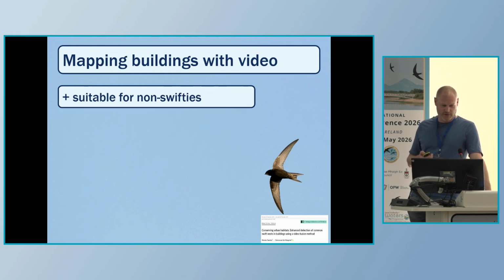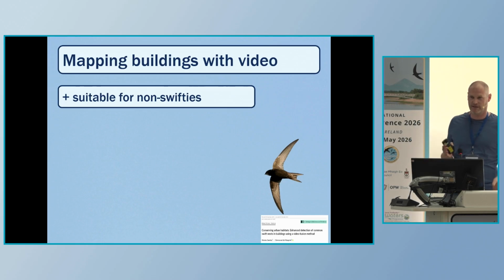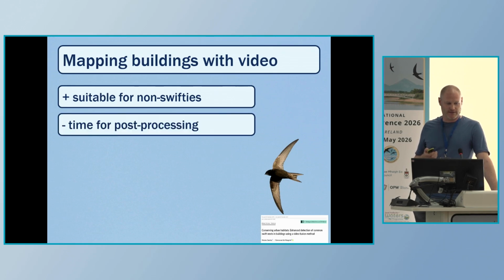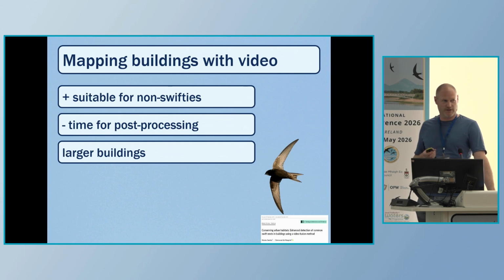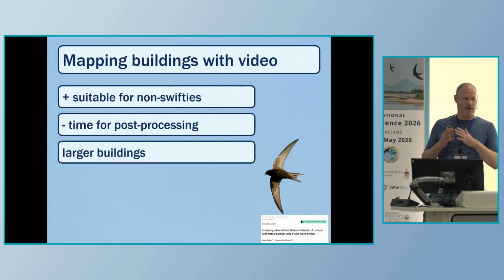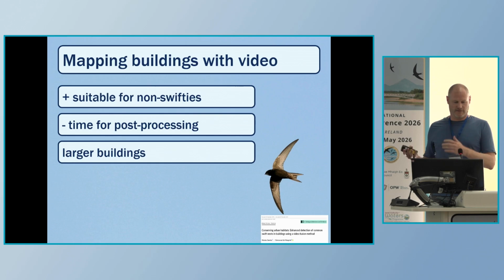This method is also suitable for non-swifties, so you just need to be able to handle a camera. You don't need to know anything about swifts. But the disadvantage is that you need time for post-processing. So for that reason, this method is only suitable, in my opinion, for larger buildings, because one person can handle just a part of a building, but one person can handle several cameras at one time. So one person can map a larger building in one evening, and this is, for me, the main advantage of this method.